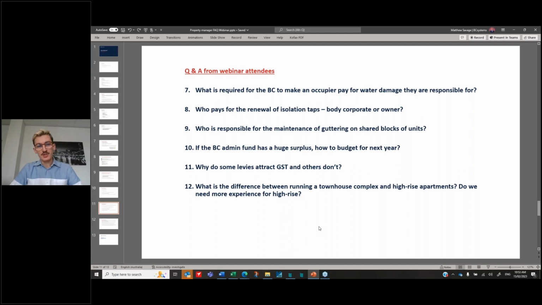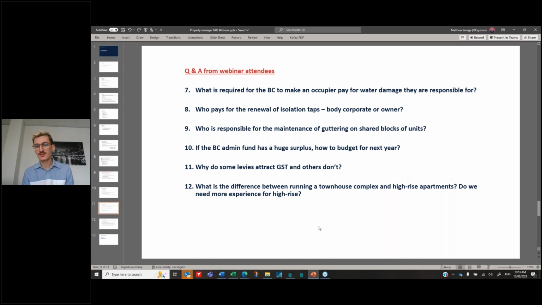Question 10, if the body corporate admin fund has a huge surplus, how to budget for next year? So bodies corporate can end up with a surplus in their fund. As I said, the levies follow the costs and the costs are budgeted in advance. So if you budget for the insurance premium to go up by 10% and it actually stays the same or goes down, which is pretty rare, but no matter what the reason was, if you've ended up bringing in more money than you needed, you'll have a surplus at the end of the year.